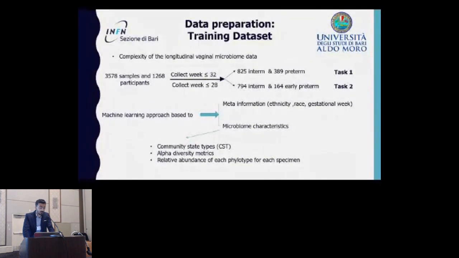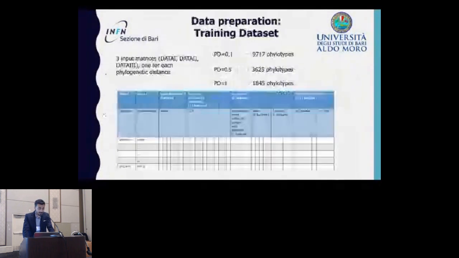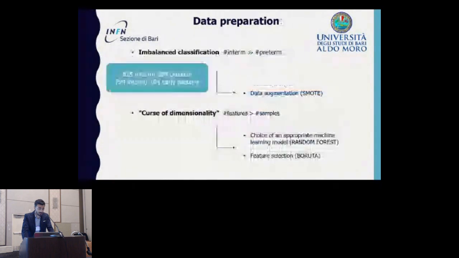We had 3 matrices for the different phylogenetic distances. So we built a model that takes in input 3 different matrices, data 1, 2, and 3, 1 for each phylogenetic distance. Then we concatenated to these 3 data also the information about the community state types, the alpha diversity, and also the demographic information.